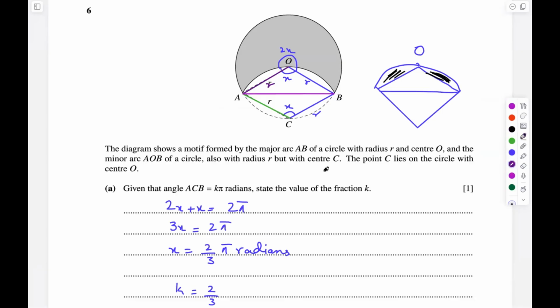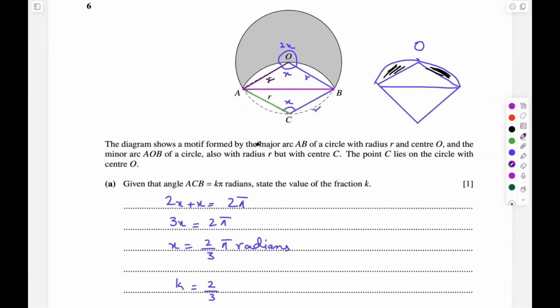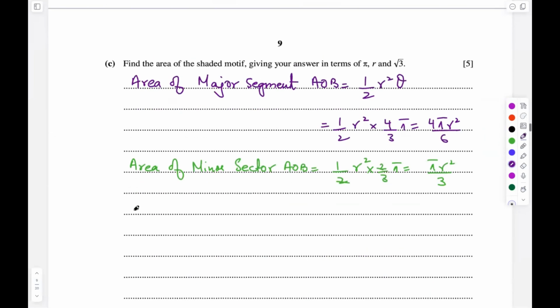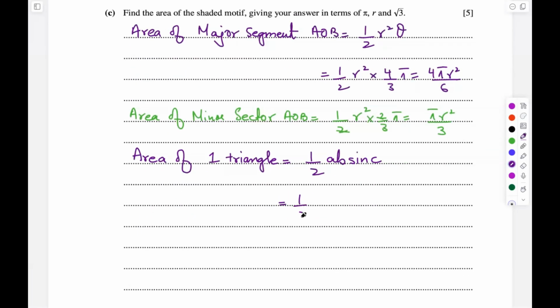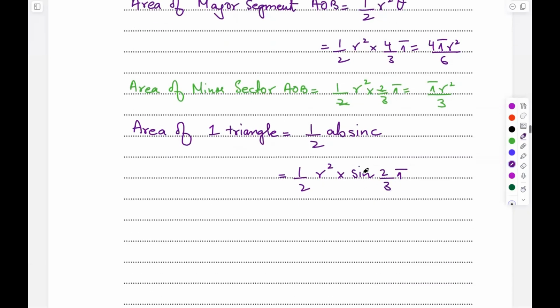So finding the area of a triangle, we know that the formula for the area of a triangle is half AB sine C. The radius is R and the angle is 2 upon 3 pi. So the area of one triangle is equal to half AB sine C. The two lengths will be R and R, so that becomes half R squared sine of 2 upon 3 pi. Sine of 2 upon 3 pi, when we substitute this in the calculator, is equal to root 3 upon 2. So this will become R squared into root 3 upon 2.